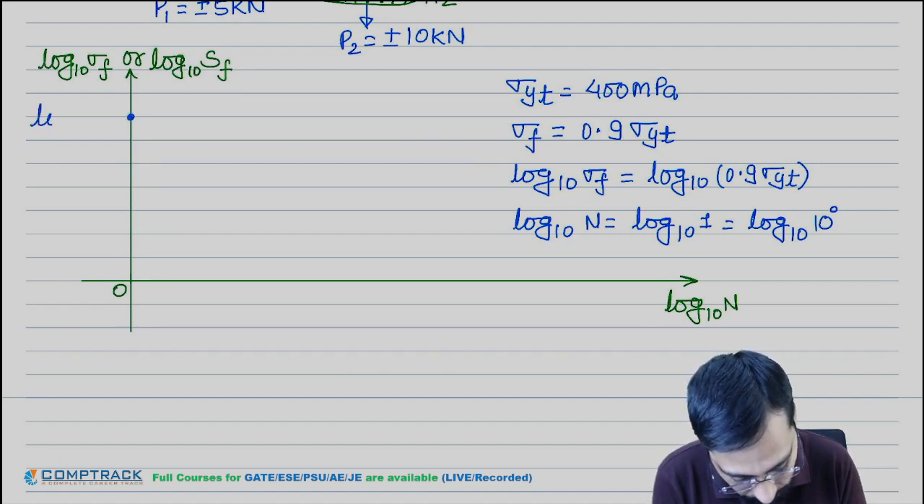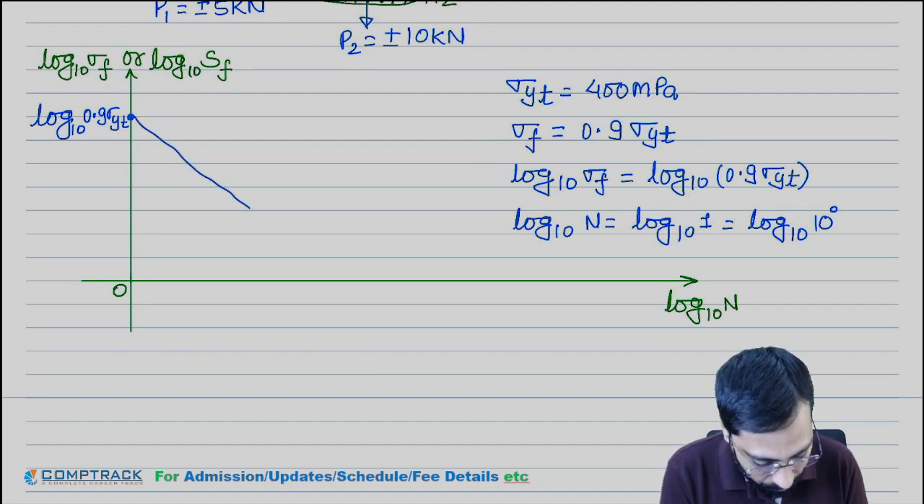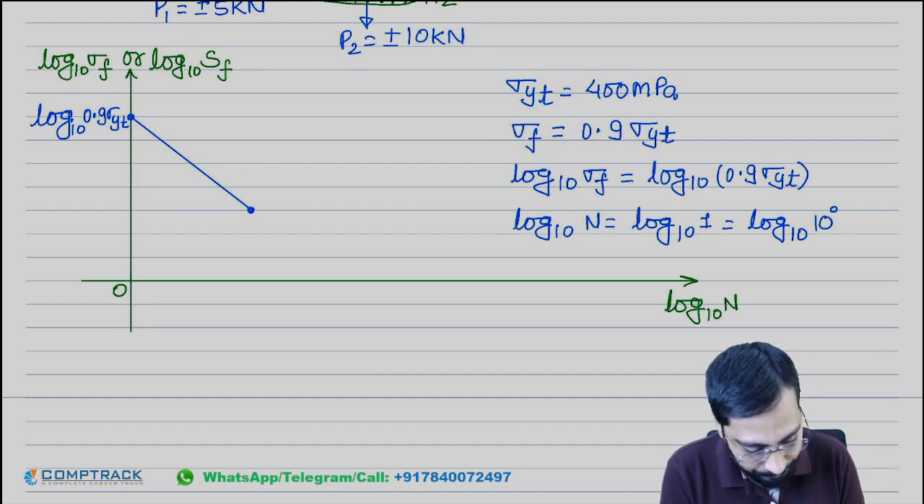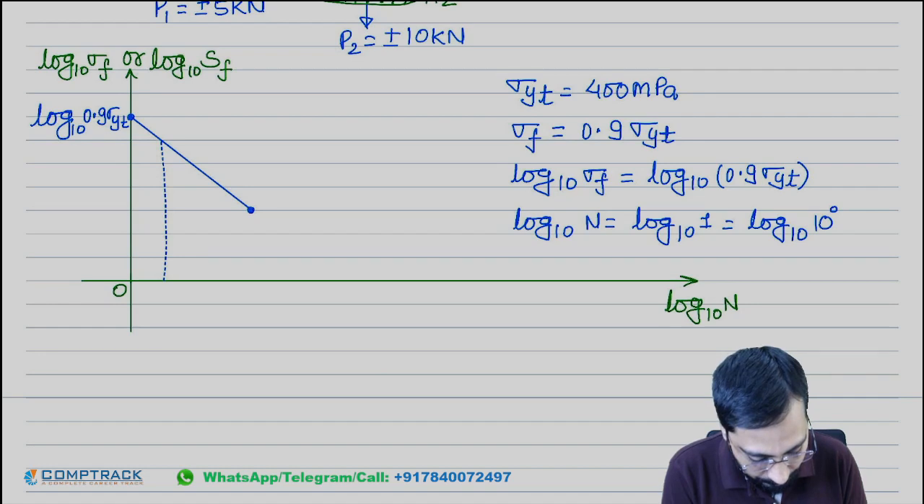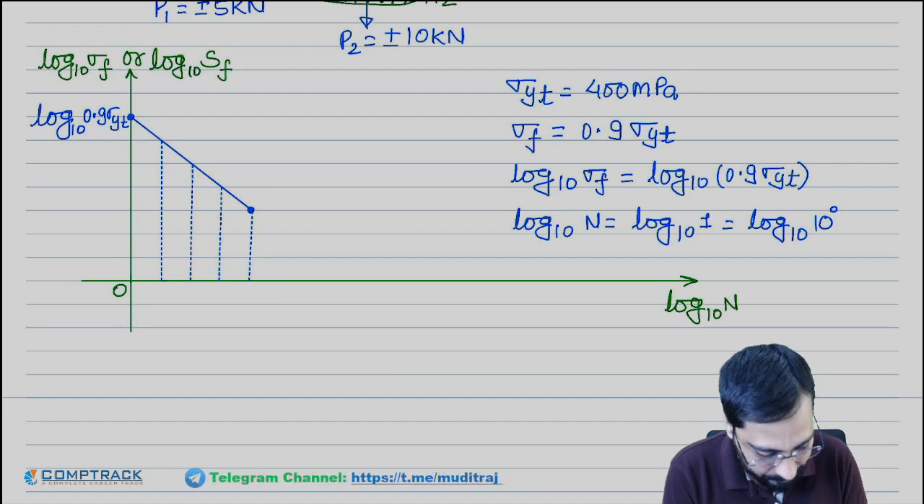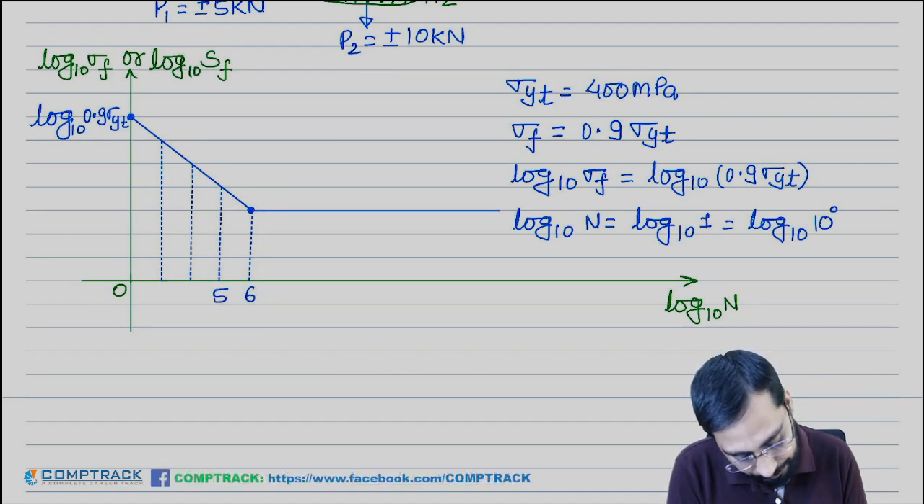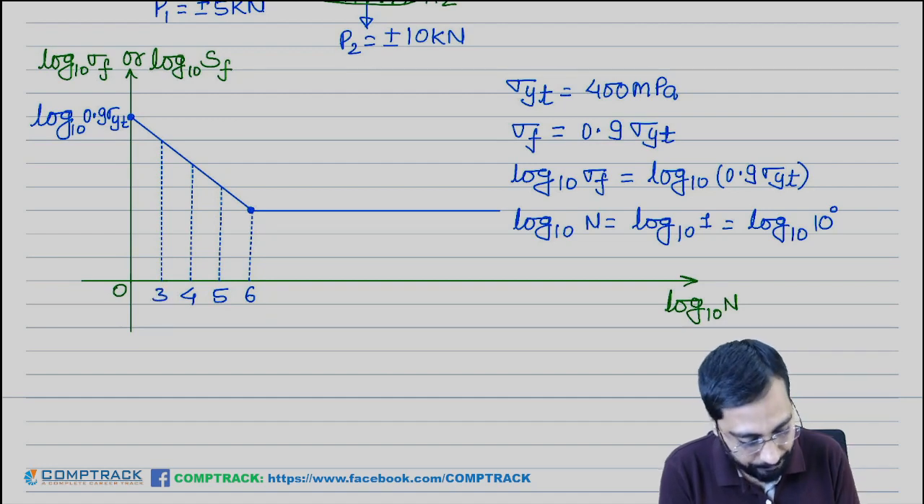At this point log 10 sigma yt, then it will come down. Okay, here in between there will be 3, 4, 5, and here it is 10 to the power 6. After the 10 to the power 6, the curve will become asymptotic. The curve will become asymptotic.